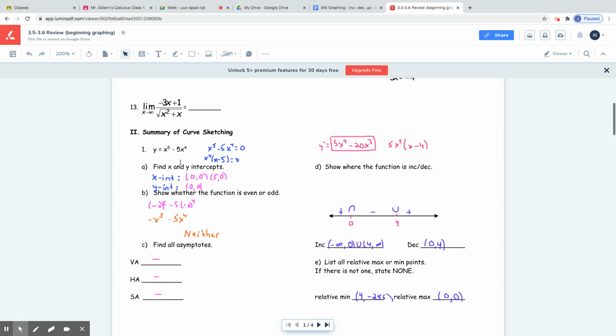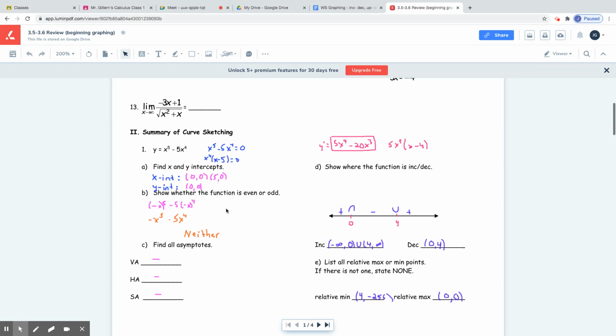To get a y-intercept, you substitute 0 in for x. So we get 0 to the 5th minus 5 times 0 to the 4th. That's just 0 minus 0, which is 0. If the x-intercept is (0, 0), the y-intercept will be (0, 0). So that's the x and y-intercept.